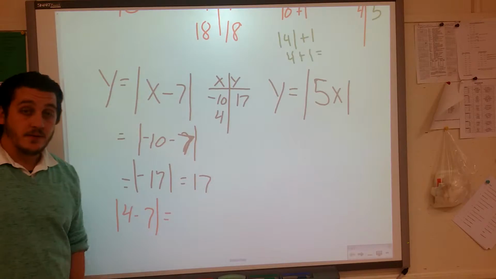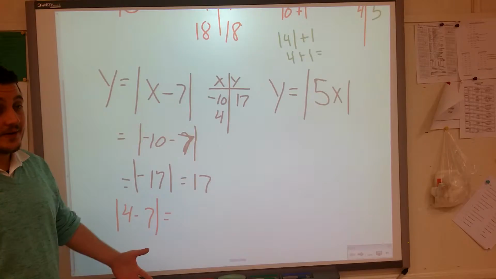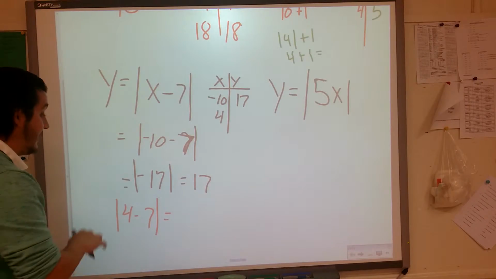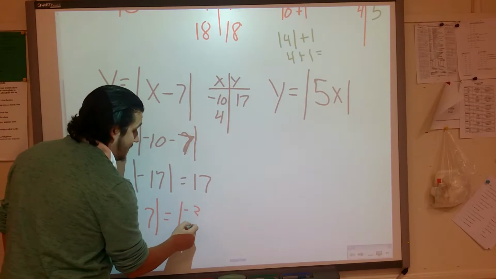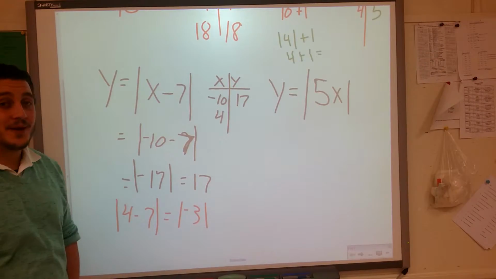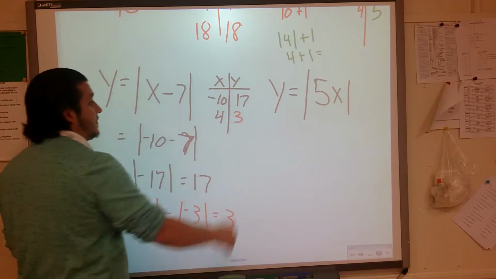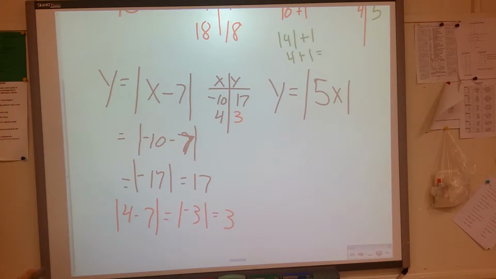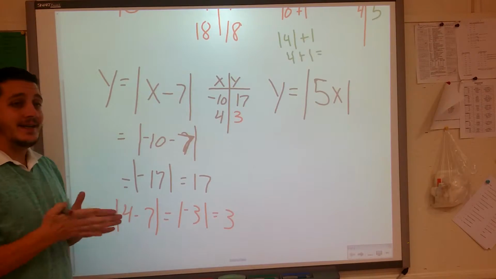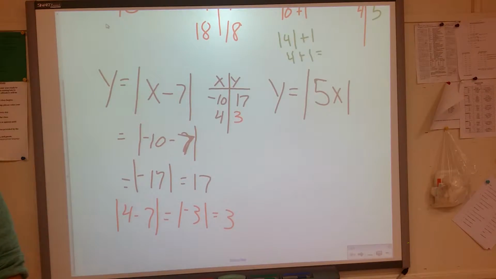What is 4 minus 7? Not hearing any answers, but I'm sure you said it. It's negative 3. So the absolute value of negative 3 is 3. That's our final answer. Do all the work inside first, then take the absolute value.